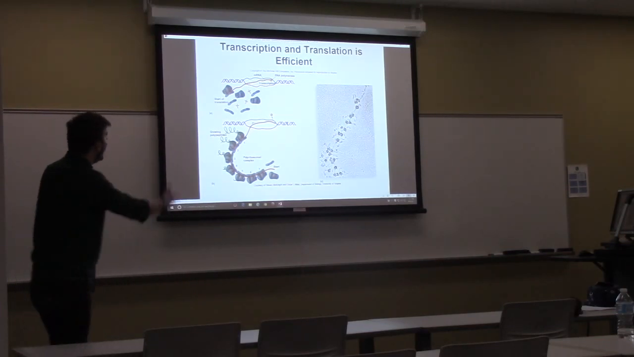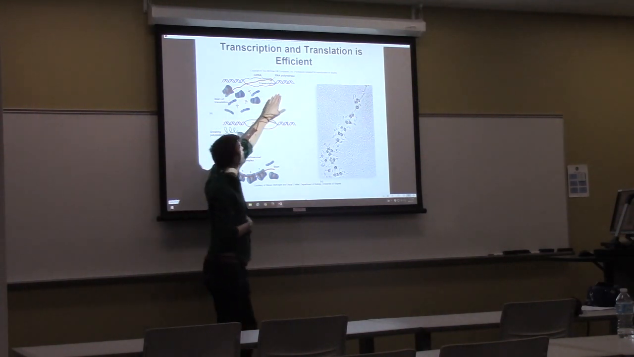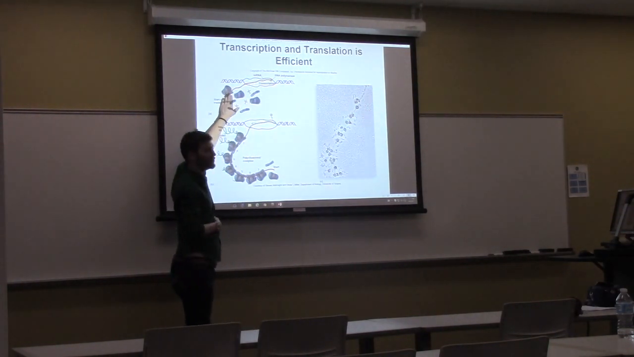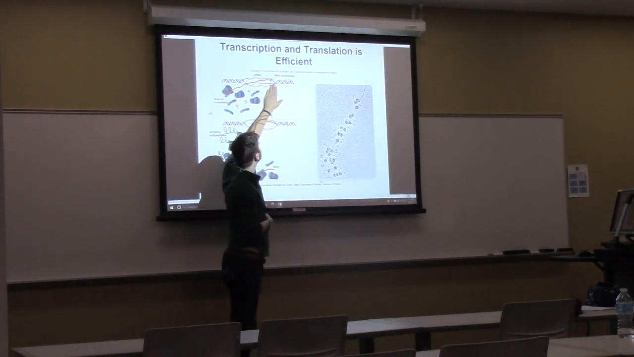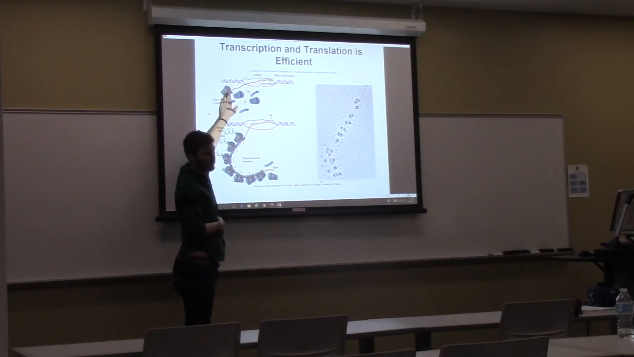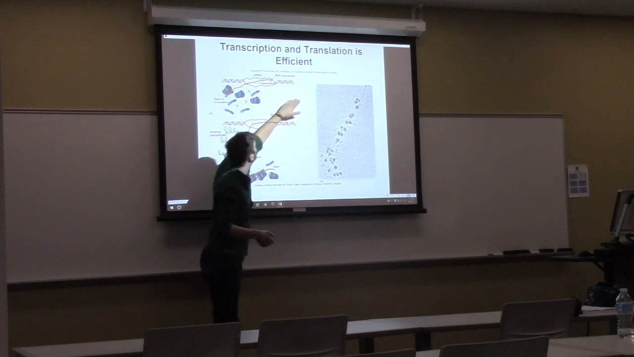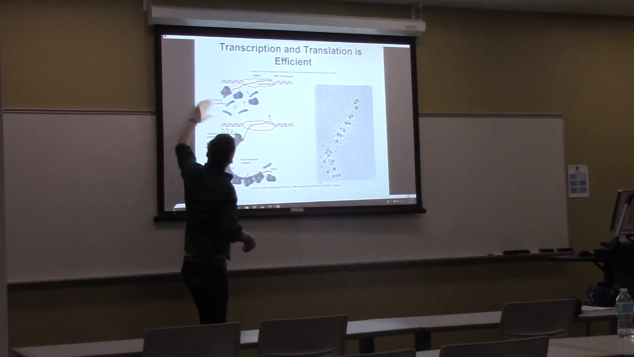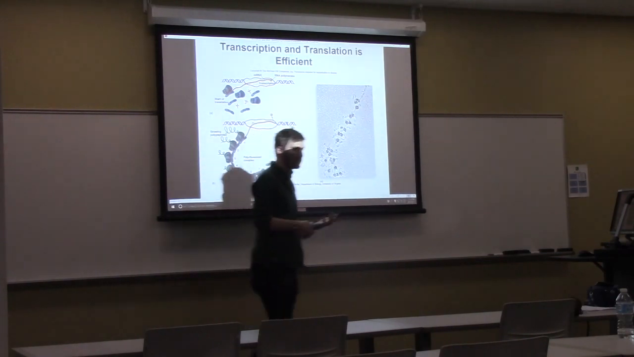Okay, so this is a prokaryote because there is no nucleus. You've got DNA, RNA, and then translation, all happening at the same place. Okay? DNA is being transcribed into RNA, and then that RNA is being translated into protein. In a eukaryote, this would not happen at the same place because there would be a nucleus right here. Okay? These guys would be outside of it, and the RNA would have to leave the nucleus to be translated.